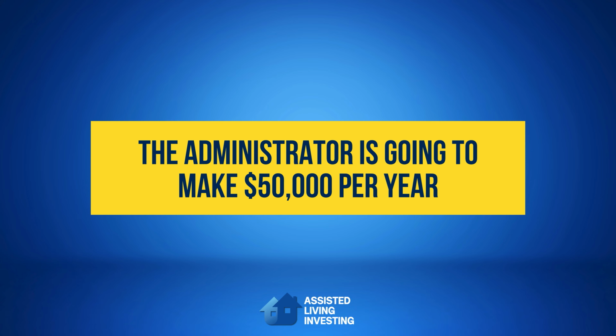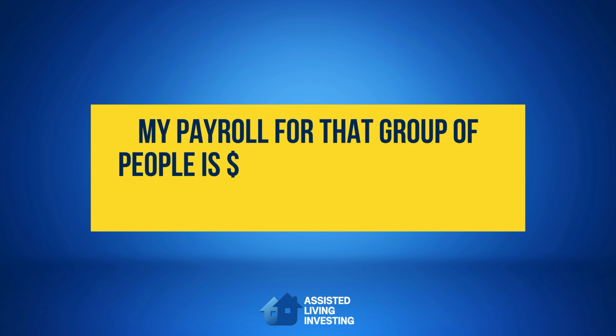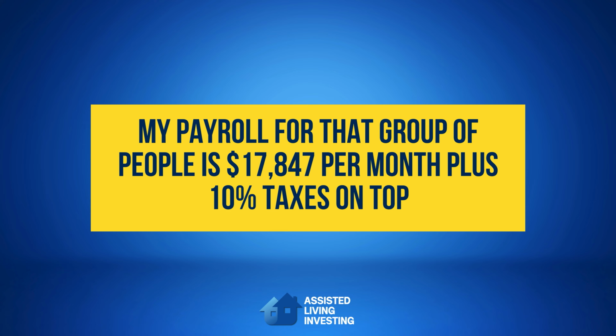Let's say the administrator is going to make $50,000 per year. So administrator is $50,000 per year. Could be higher, could be lower, depends on where you're at. 50, pretty average right there. So if I'm going to take all of that, the $19 an hour for 1.5 staff members per shift, and I have my administrator making $50,000 a year, my payroll for that group of people is $17,847 per month. That's just payroll.